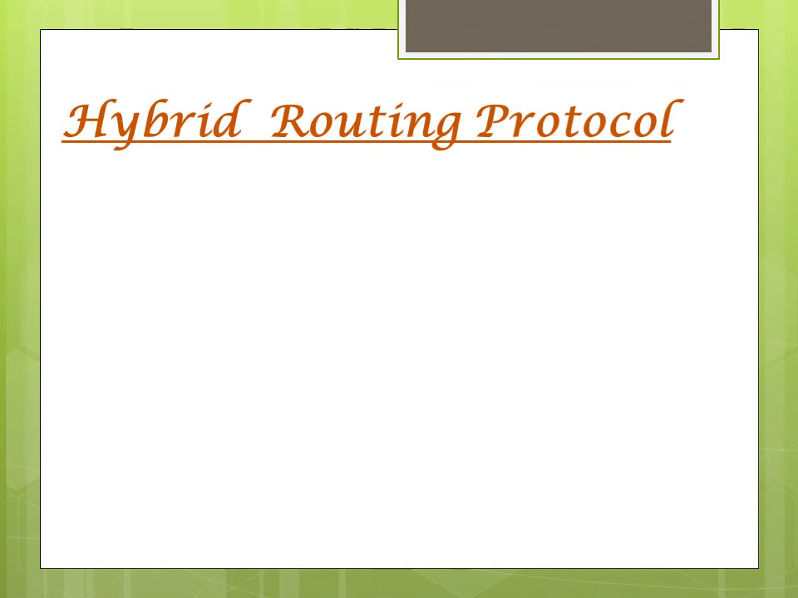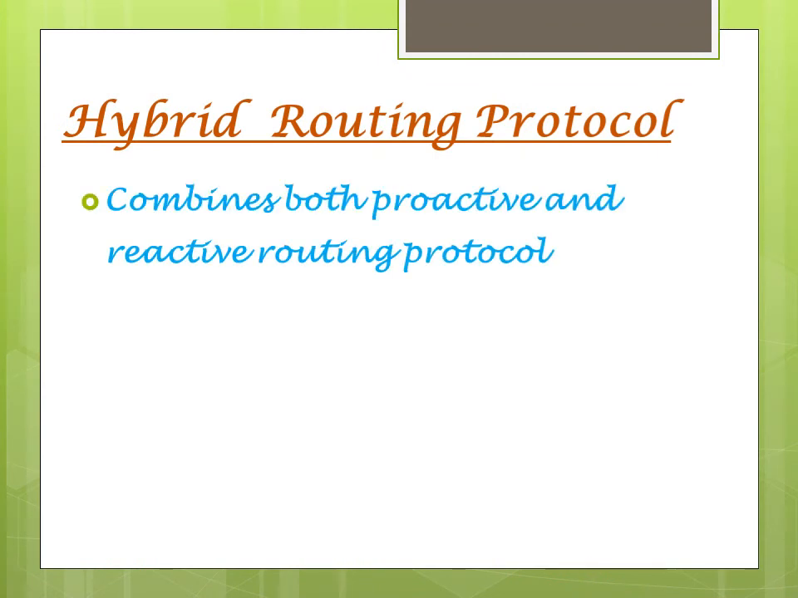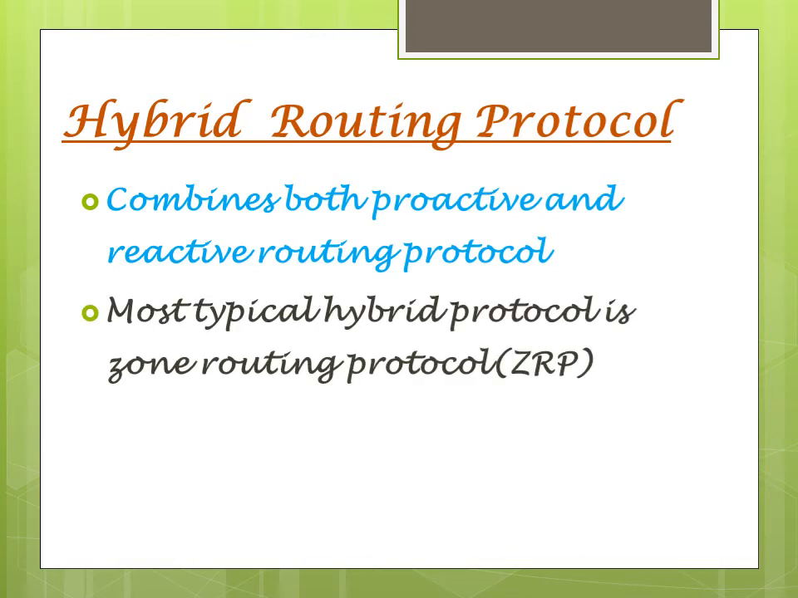Here is another routing protocol, hybrid routing protocol. It is a combination of both proactive and reactive routing protocol. It covers the advantages of both proactive and reactive routing protocols. The most typical hybrid protocol is zone routing protocol. In zone routing protocol, the whole scenario is converted into zones to have an effective communication, and the zones can use both routing protocols.